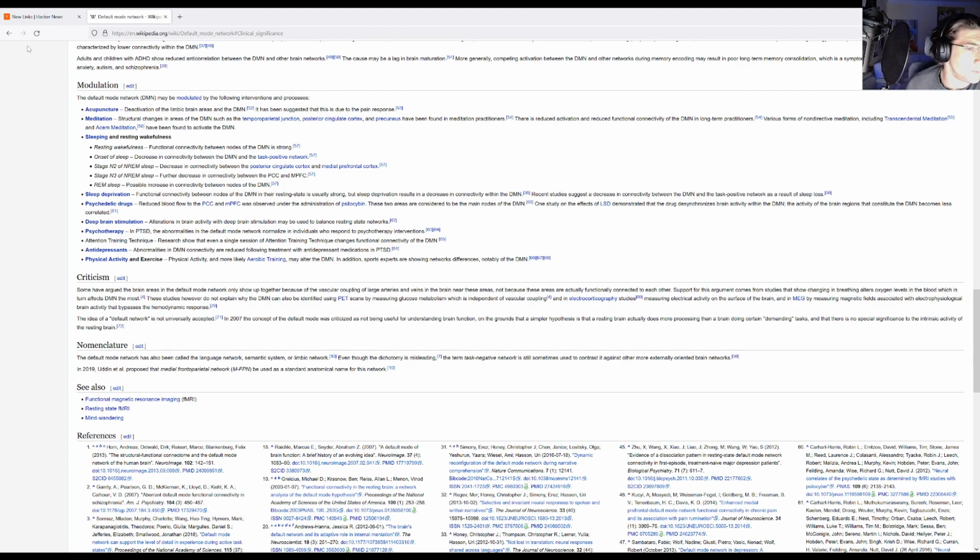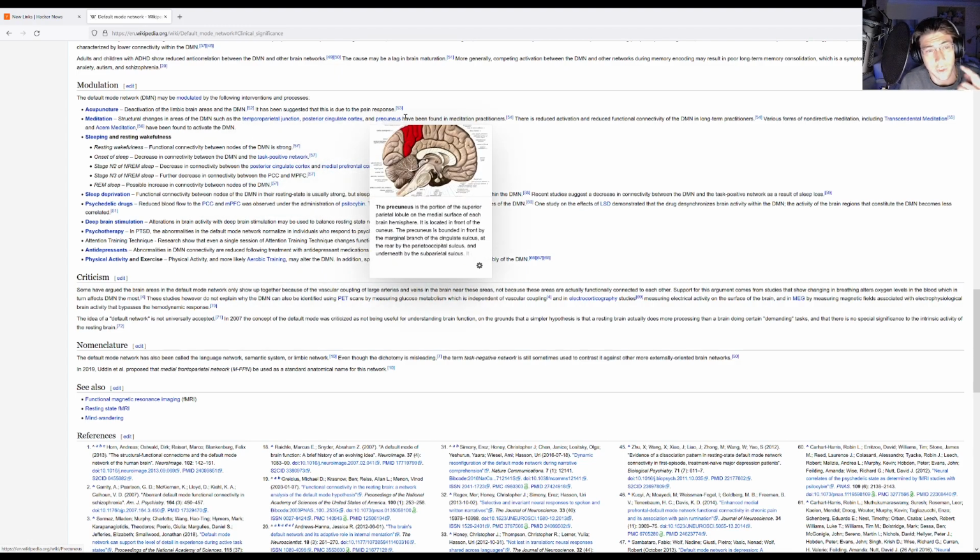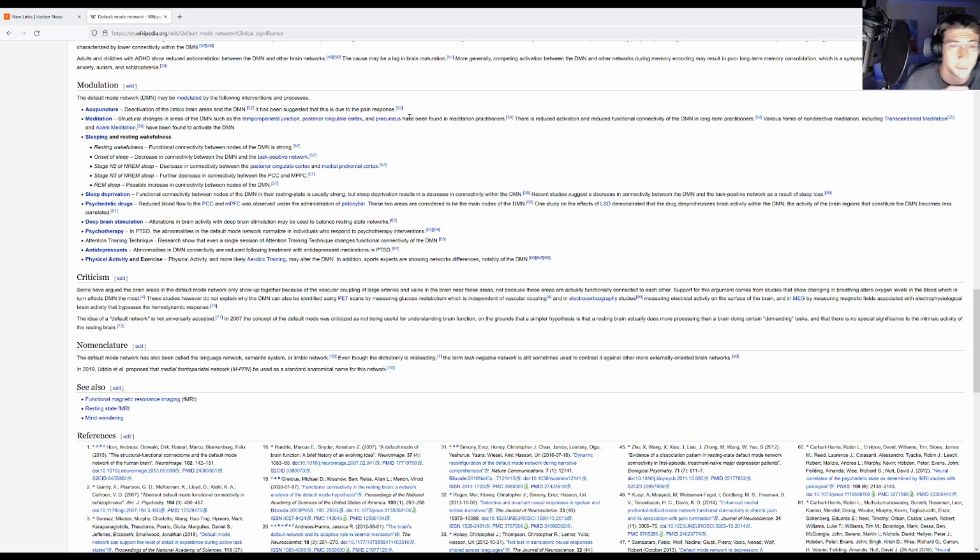Acupuncture. The activation of the limbic brain areas of the default mode network. It has been suggested that this is due to the pain response. Meditation. Structural changes in areas of the default mode network, such as the temporoparietal junction, posterior cingulate cortex, and precuneus, have been found in meditation practitioners. There is reduced activation and reduced functional connectivity in the default mode network in long-term practitioners.